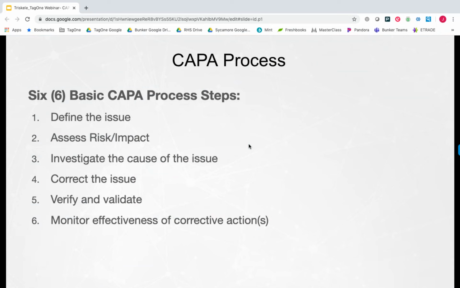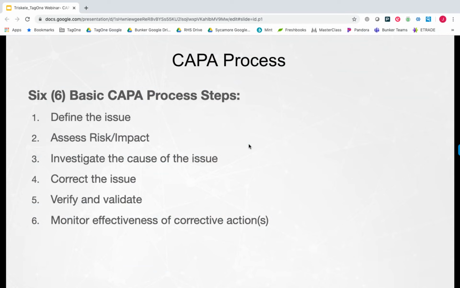The third, which is like the beef and the meat of the whole process, is investigating root cause and using root cause analysis tools to figure out what happened. 4 and 5 kind of go together. I probably should have put 5 in front of 4, but once you determine what corrective actions you're going to implement, you need to verify and validate that once you implement those corrective actions, there's no negative impact to some other process in your facility. And then the last thing is to monitor effectiveness of those corrective actions. So again, you need to make sure that what you implemented is actually working.